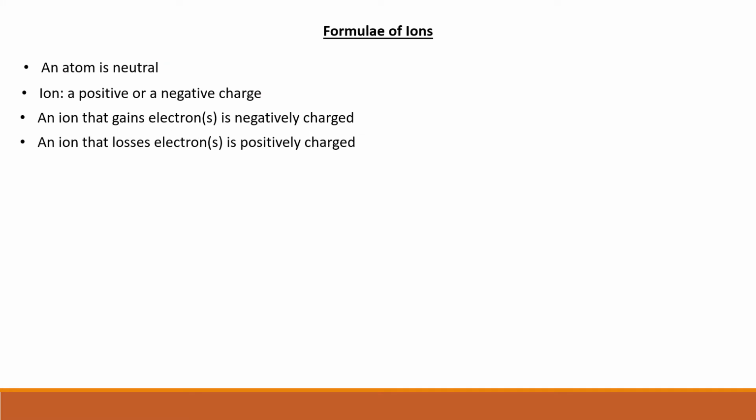As discussed, an atom is neutral. However, should this gain or lose electrons, this is then called an ion. An ion is something that gives off charges. So should it gain more electrons, this becomes negatively charged, and should it lose electrons, this is positively charged, and this is all due to the imbalance of these electrons and protons.